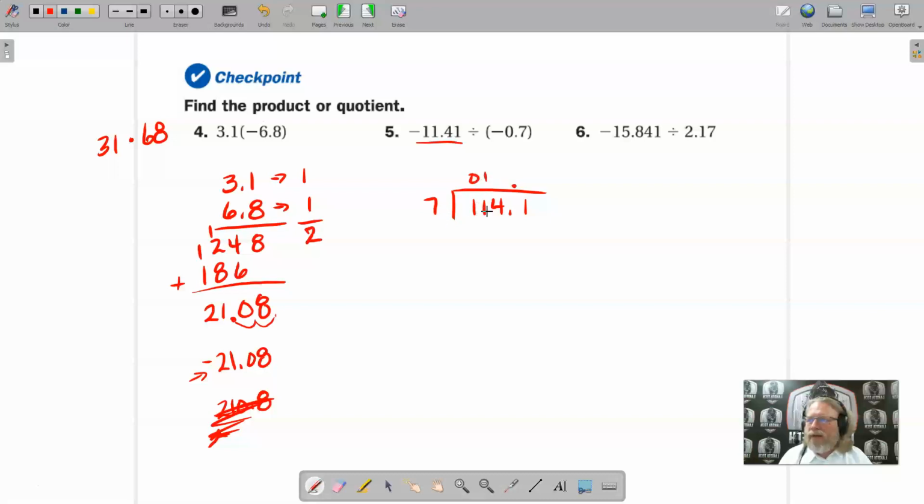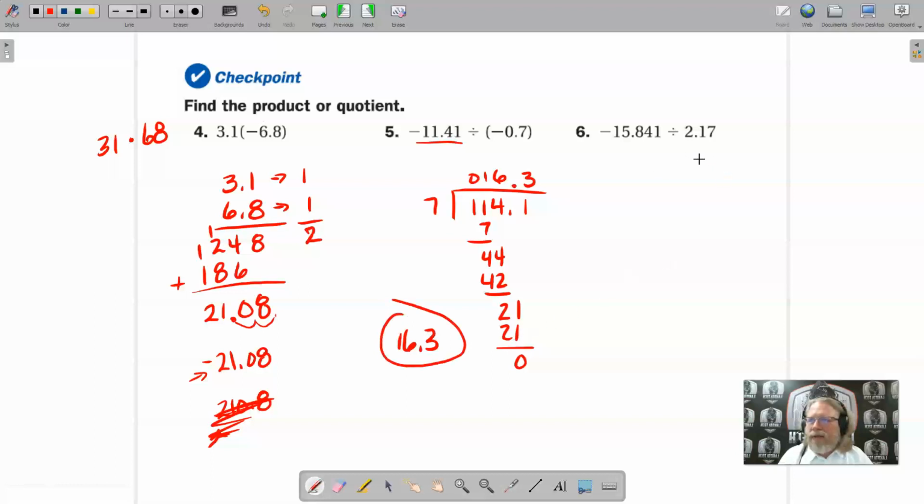So 7 will go into 1 0 times. 7 will go into 11 once. 1 times 7 is 7. 11 minus 7 is, what is that, 4? Bring down the 4. 7 will go into 44 6 times, right? 6 because we would get 42. And then subtract, and we get 2. Bring down that 1. And now 7 goes into 21 3 times, and that is 21. And we end up with 0, so we're all done. So we end up with 16.3. And this is negative divided by negative, so they are the same sign, so this would be positive.